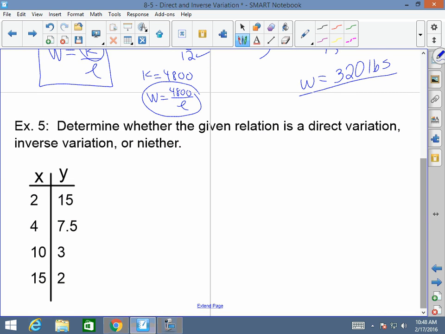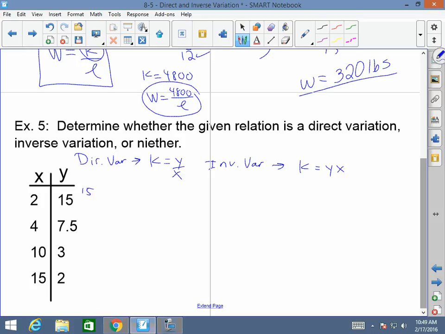Okay, number 5. Determine whether the given relation is a direct variation, inverse variation, or neither. Well, let's see. If it's a direct variation, what does k have to equal? Y over x. Very good. If it's an inverse variation, what does k equal? Y times x. So let's test first for direct, and then we'll test for inverse.